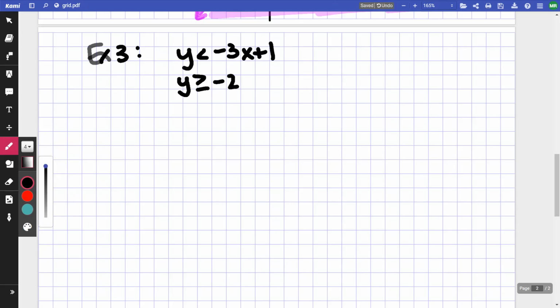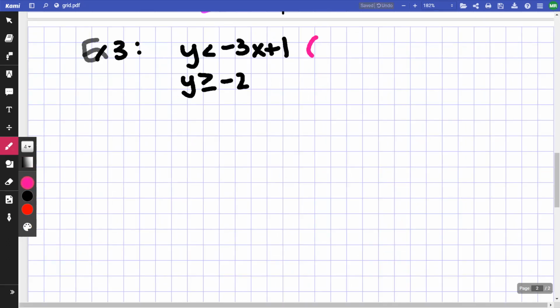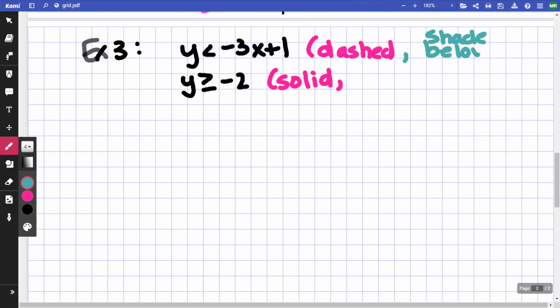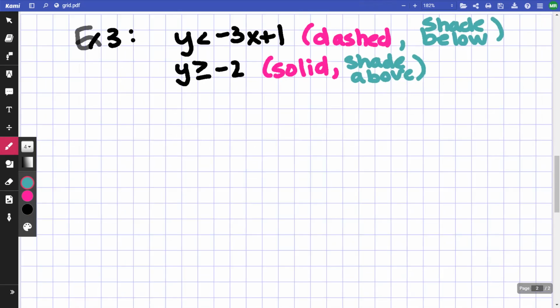So in this situation, again, I need to focus on solid or dashed. This is going to be dashed. This one's going to be solid. Then I need to figure if I'm going to shade above or below. Since this one's less than, I'm going to shade below. And the other one, I'm going to shade above. Okay, so let's graph these.